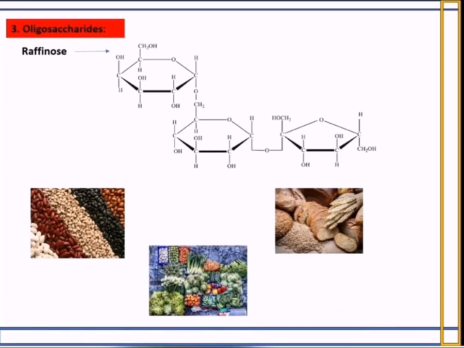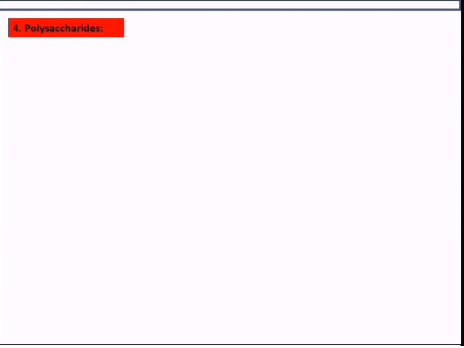The fourth one is polysaccharides. Polysaccharides are complex carbohydrates made up of many monosaccharides linked together. They are often used for energy storage or structural purposes. The first example of a polysaccharide is starch.